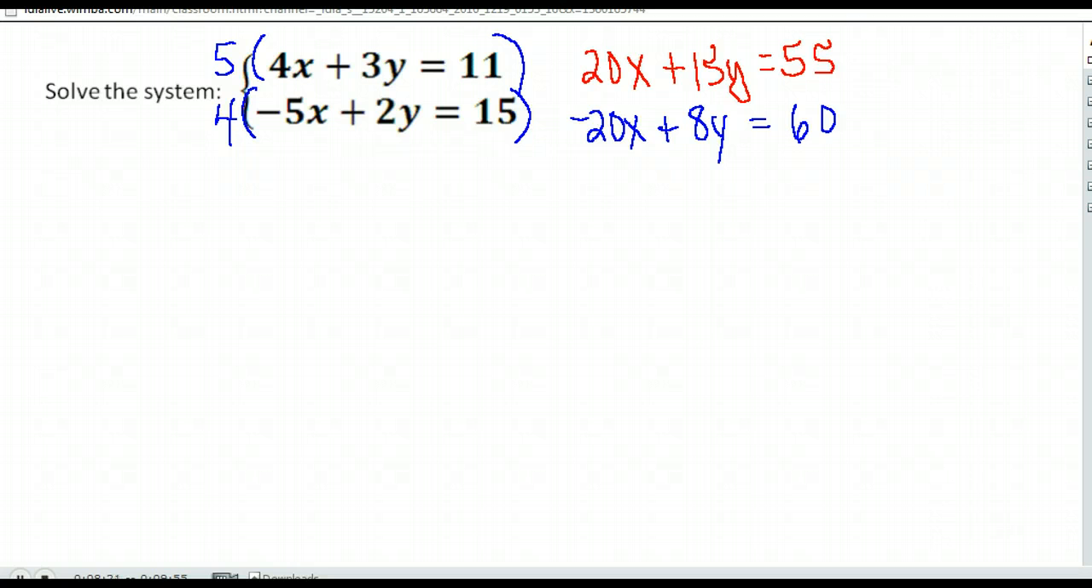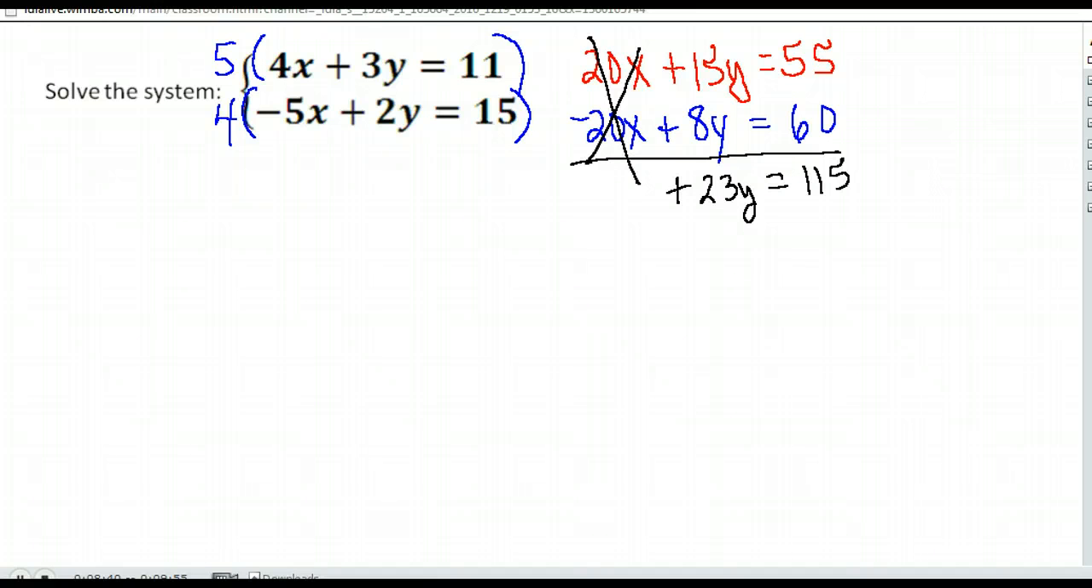I'm going to go ahead and add those two together, so I eliminate my x's. 20x and a negative 20x is 0 x's. They're eliminated. 15y plus 8y gives me 23y equals, and I add 55 and 60, and I get 115. Now we have an equation with only y. I finish that off by dividing both sides by 23, and I find that y is equal to 5.